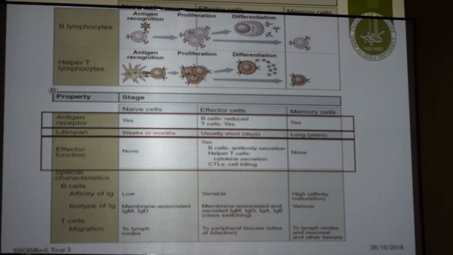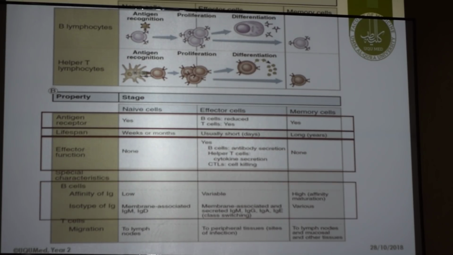Effector functions. Naive cell, do you think it has any effector function? No. Because it is just waiting for the antigen to come. Effector cell, yes, it has got lot of functions. Helper CD4 has its own function. B cells have to produce antibodies. Memory cells, what is its effector function? It will again become activated when the antigen enters the body, so no effector function. Again, naive is waiting stage, memory is waiting stage, and effector is the main functional stage.